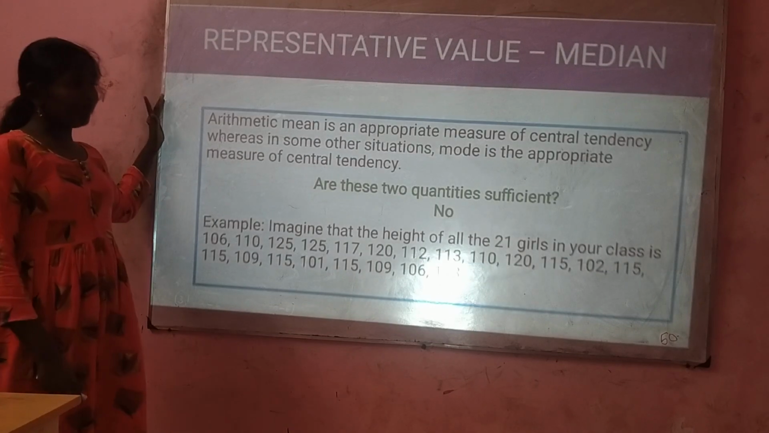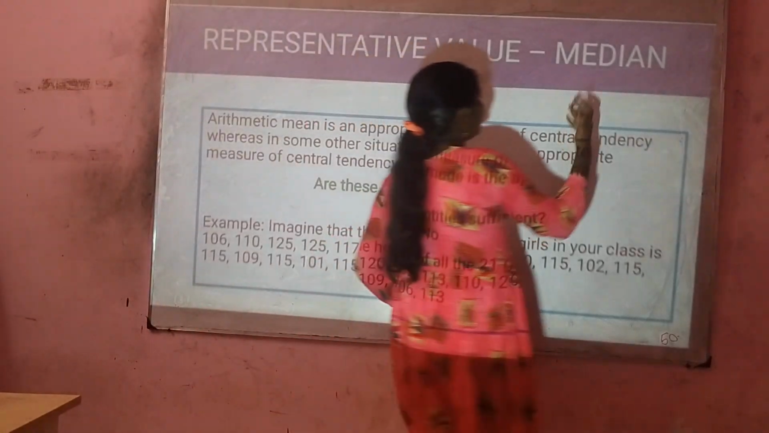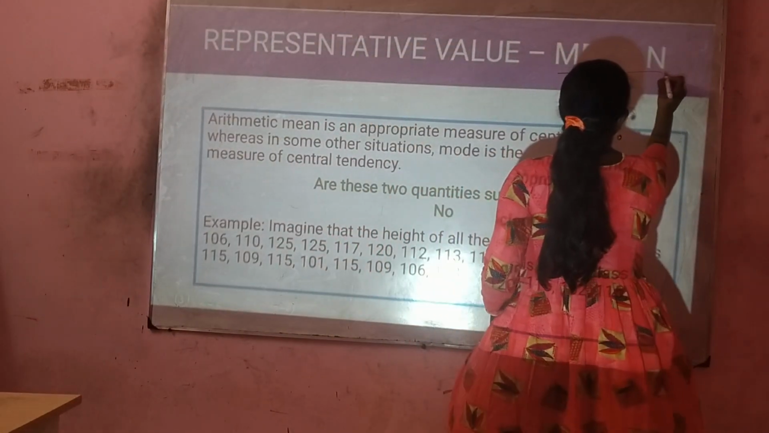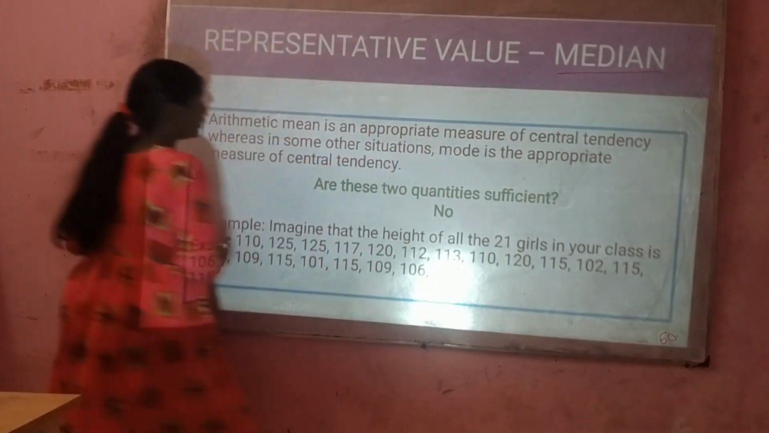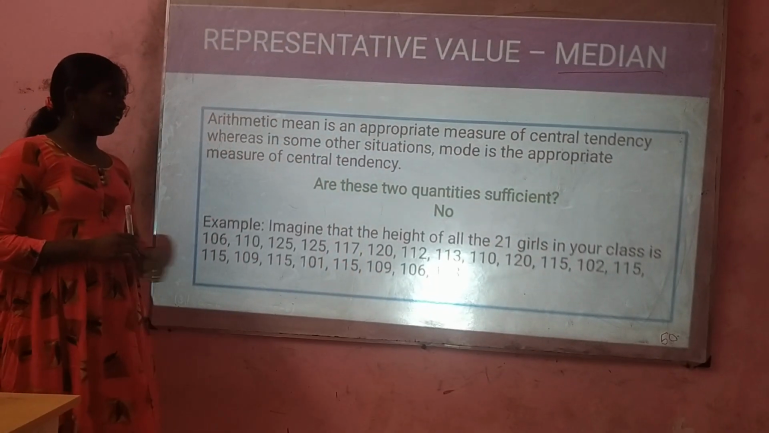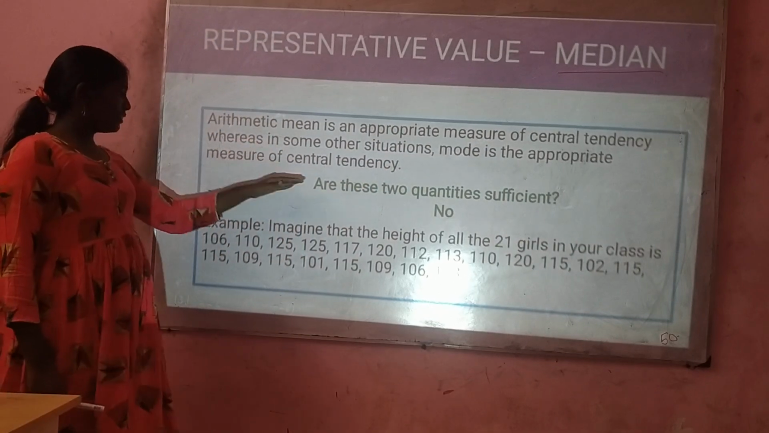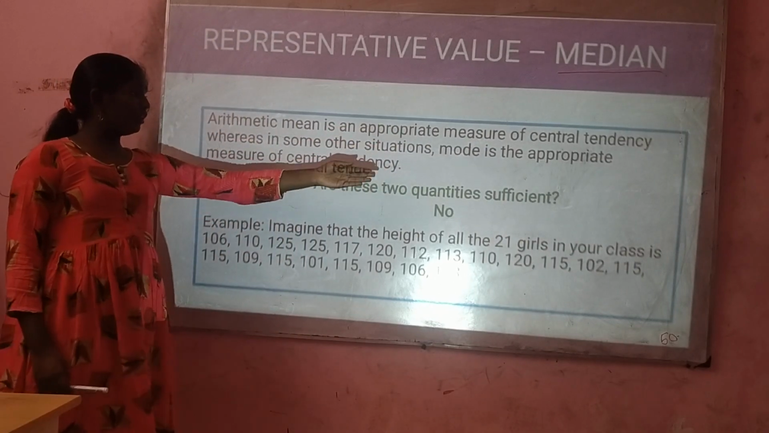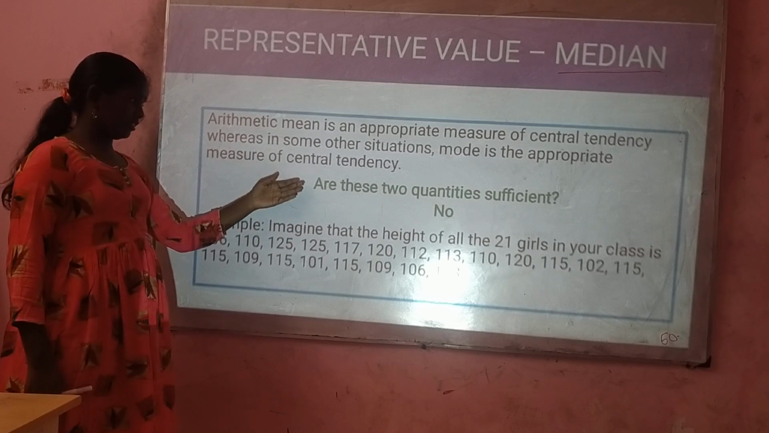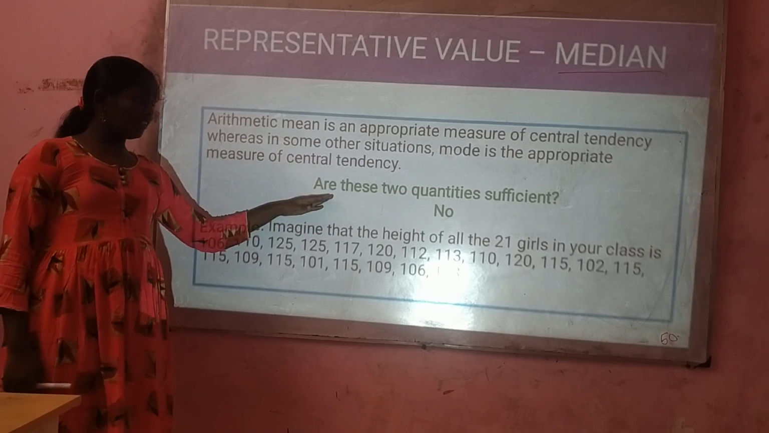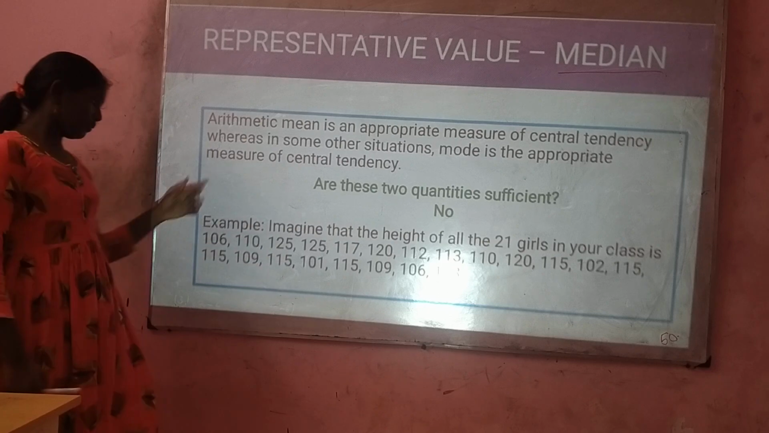Representative value, median. Now we are discussing a whole new representative value, which is the median. Arithmetic mean is an appropriate measure of central tendency in some situations, whereas in other situations, median or mode is the appropriate measure of central tendency. Are these two quantities sufficient? No, they are not sufficient.